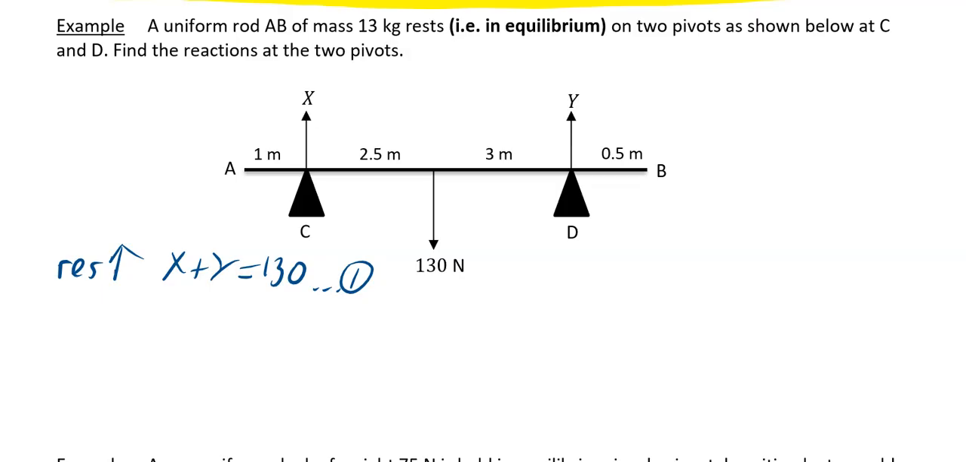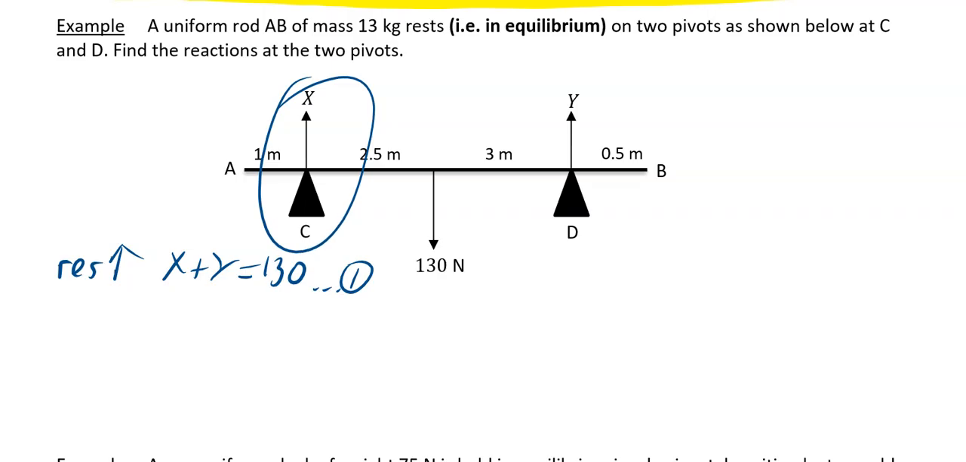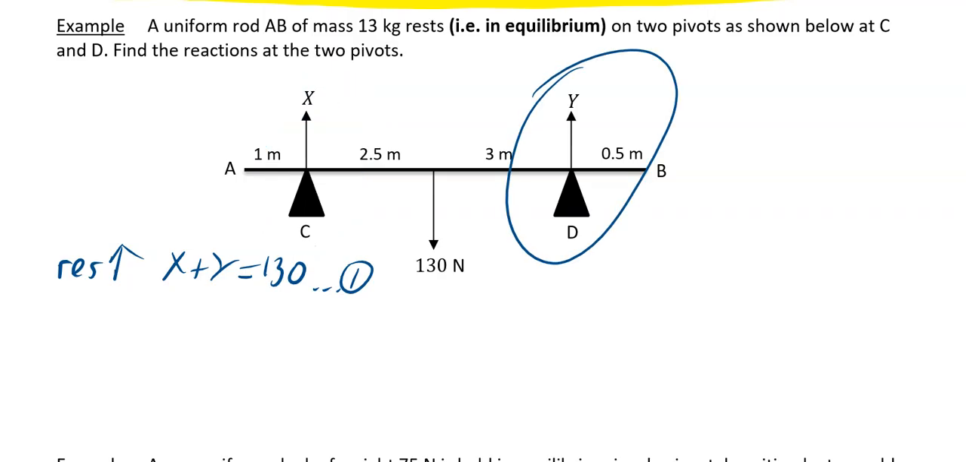Then I'm going to take moments about any point. Now it said in the notes that you could take moments about any point that you want. It also said if there's a force acting through a point which you're taking moments about, it will have no turning effect. So the sensible thing would be for me to take moments here or here. If I take moments on this one, my X has no turning effect. If I take moments on this one, my Y has no turning effect.